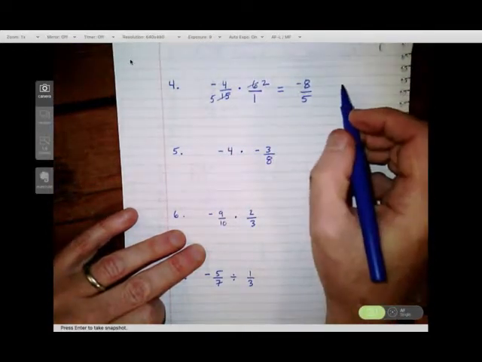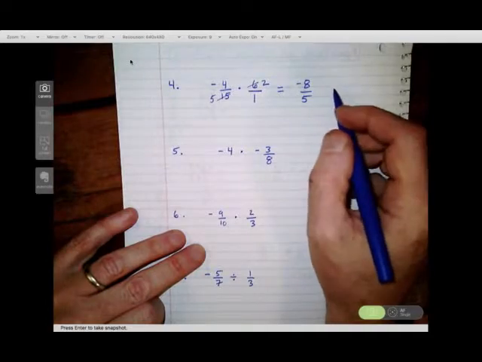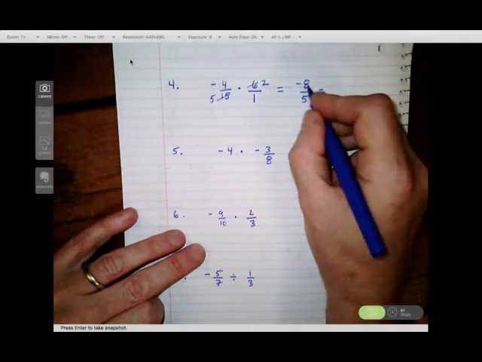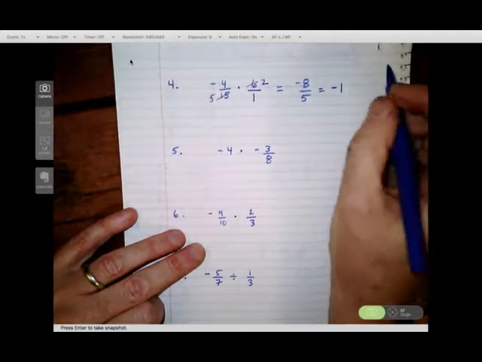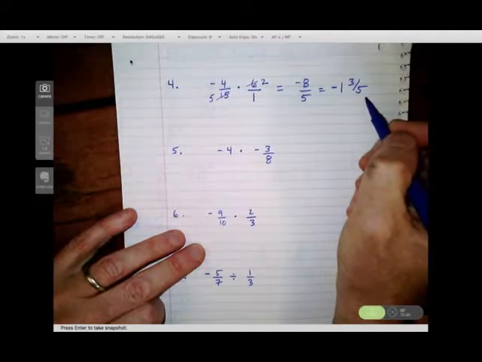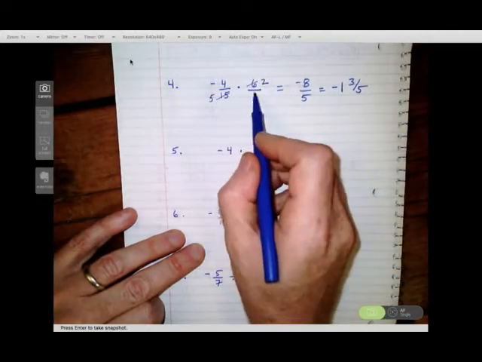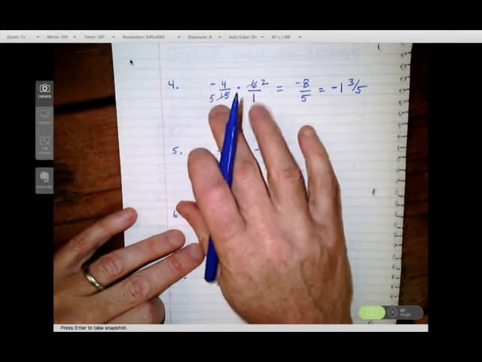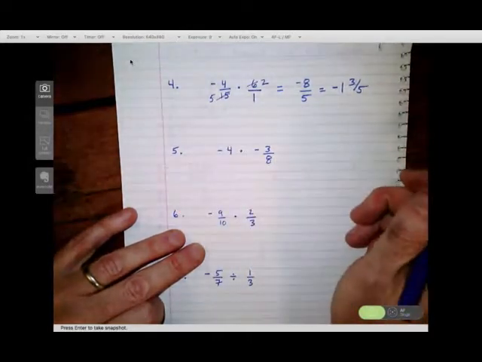And again, for the worksheets I'm giving you, they may need you to turn that to a mixed number. So 5 goes into 8 one time, it's negative, so it'll be negative 1. And there's 3 left over, 3/5. Remember, the same rules apply. A negative times a positive is a negative. Different signs, negative times positive is a negative answer.